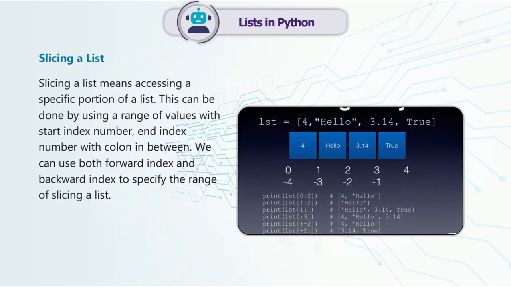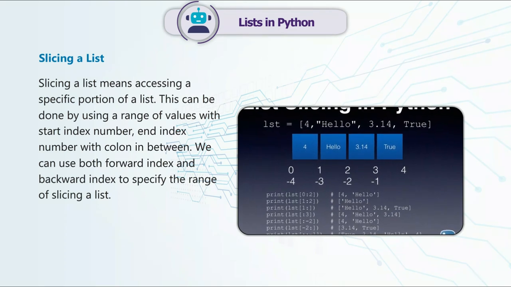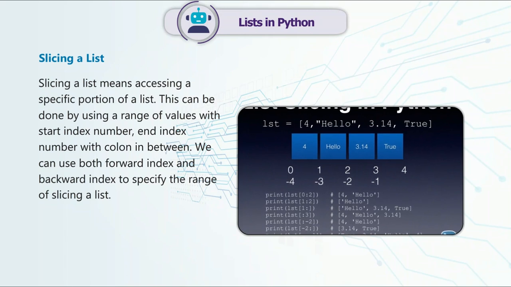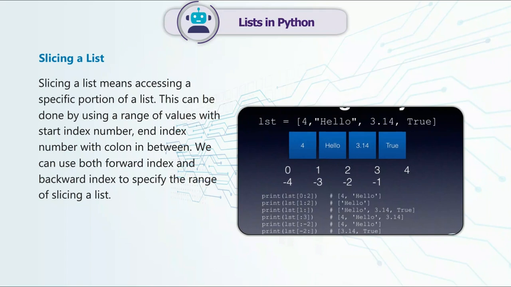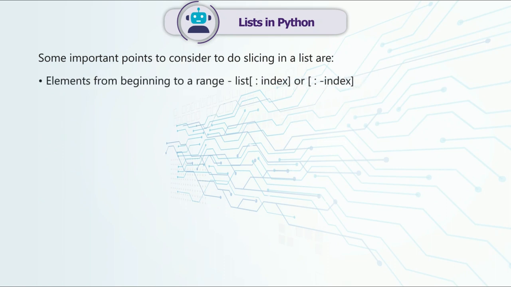Slicing a list. Slicing a list means accessing a specific portion of a list. This can be done by using a range of values with start index number and end index number with a colon in between. We can use both forward index and backward index to specify the range of slicing a list. Some important points to consider for slicing in a list are: elements from beginning to a range, list square brackets colon index or colon dash index.